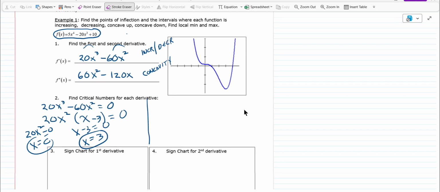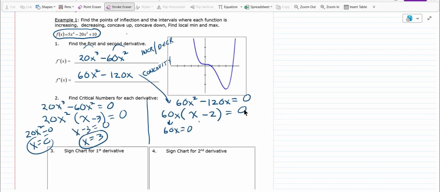Now, since we're also going to do concavity, take your second derivative and do exactly the same thing. Just set that to 0. These problems are generally easy to do if you can factor. You can take a factor of 60x out of that, and that would leave x minus 2. So you get 60x equals 0, and then you solve x minus 2 equals 0. So you end up getting x equals 0 and x equals 2.